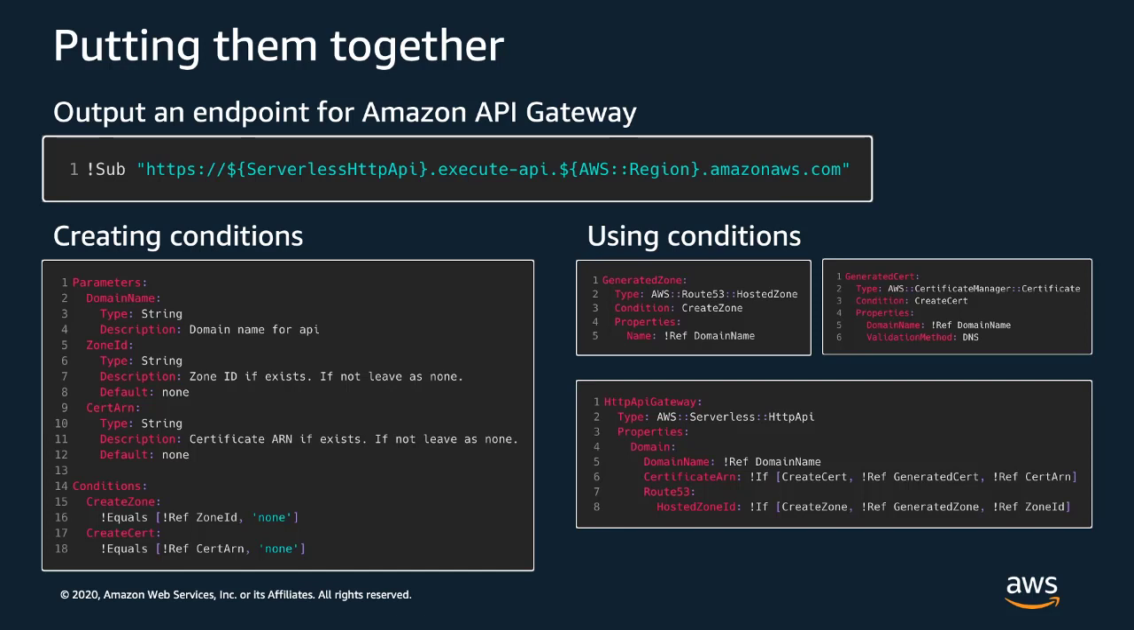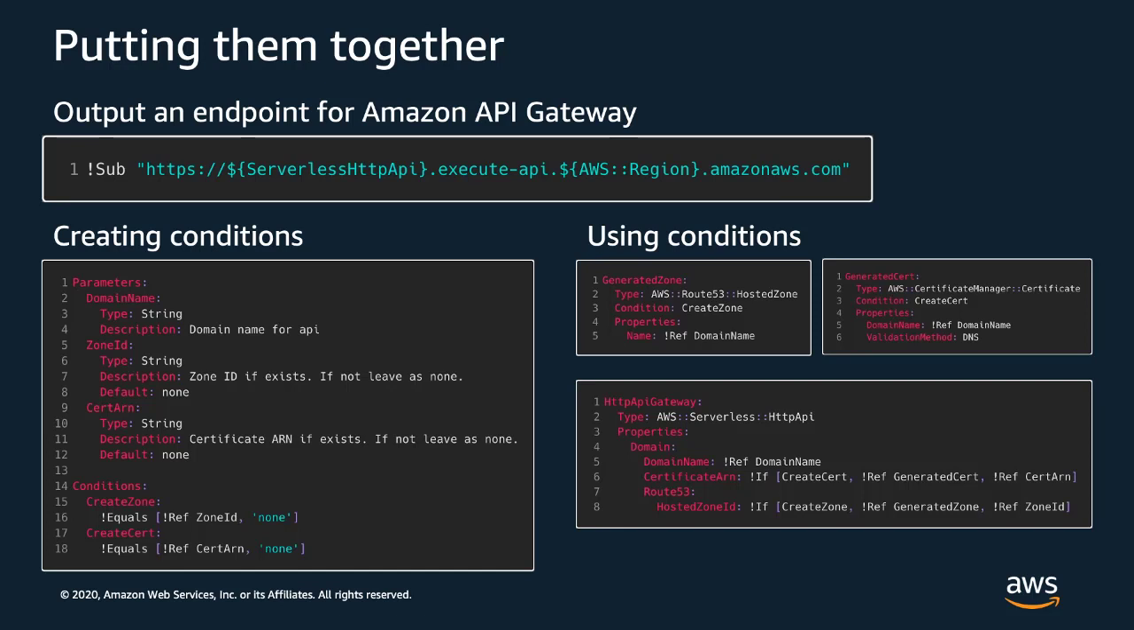The second way of doing this is in create conditions. You can see here, back to my example using the domain name and the zone ID and the cert ARN, different things like that. With those values that are passed in, I'm going to create some conditions. So I'm going to say, if I've set a default of none for both zone ID and cert ARN, and that equals none, then we need to create the zone. That means they don't already have a zone, so we need to create that. And the same with the certificate. Again, this is used for creating custom domains on top of HTTP API or REST API.